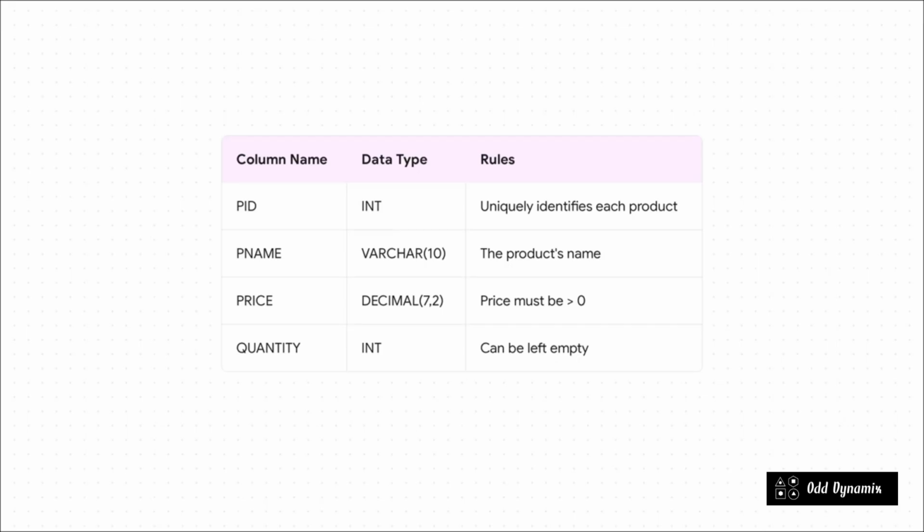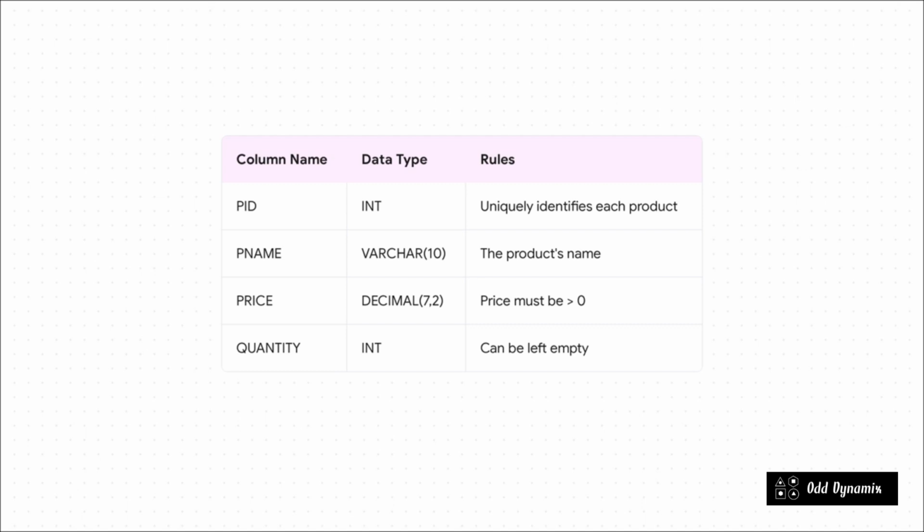So let's look at a real blueprint. Imagine we're creating a shelf, or a table, called product. When we build this, we have to define each column very specifically. We give it a name, like PID for product ID. We tell it what kind of data it will hold, its data type, like int, which just means an integer, a whole number.